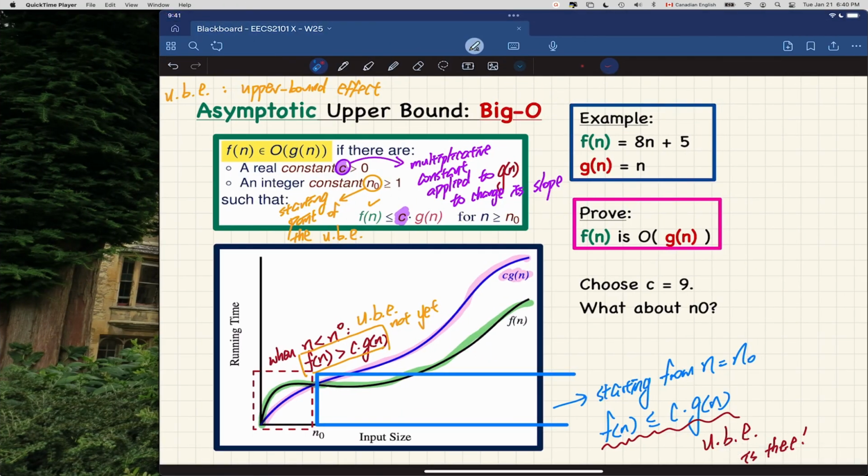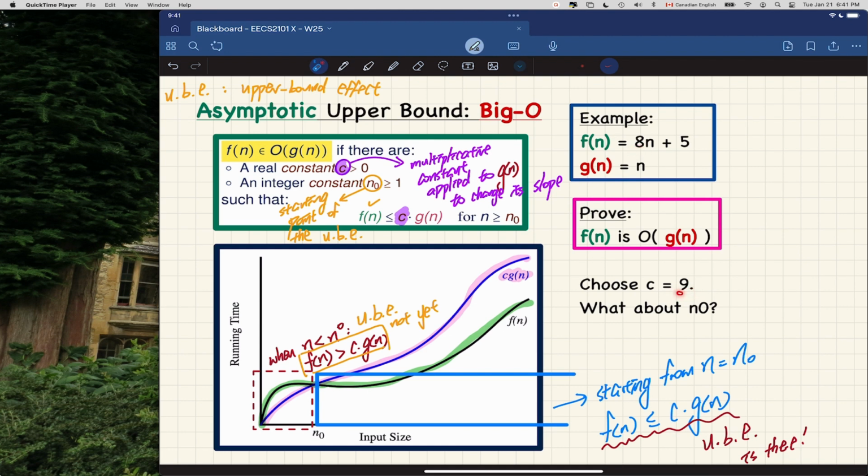Let's say I've got my runtime function 8n plus 5 over here, and somehow I claim that it should be big O of g of n. So g of n here is a reference function, right? Now I need to choose some c and some n0. Let's say I choose c to be 9, simply because the multiplicative constant here is 8, so I'll choose one larger, just 9. So it's guaranteed to have a bigger slope, right?